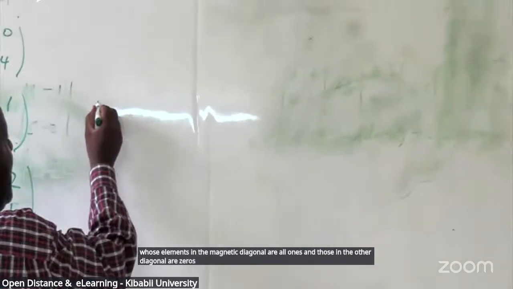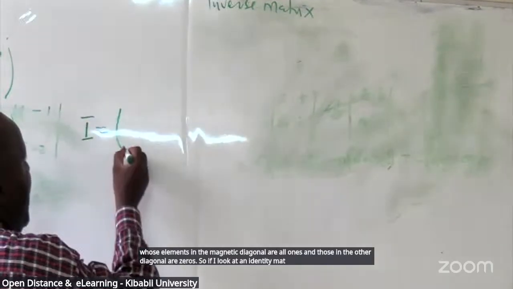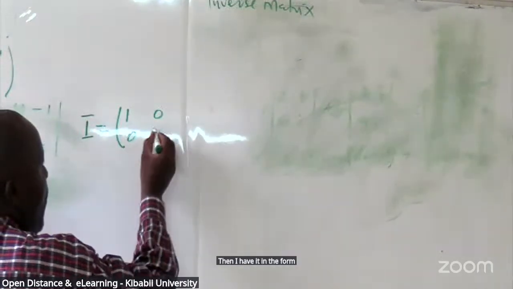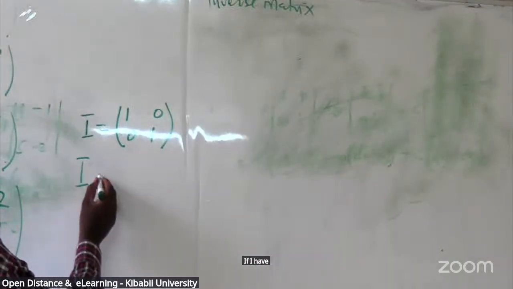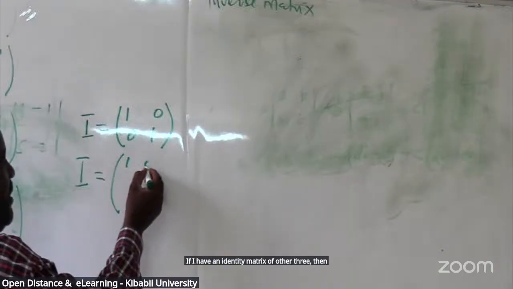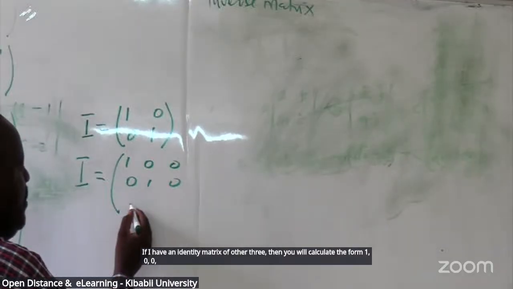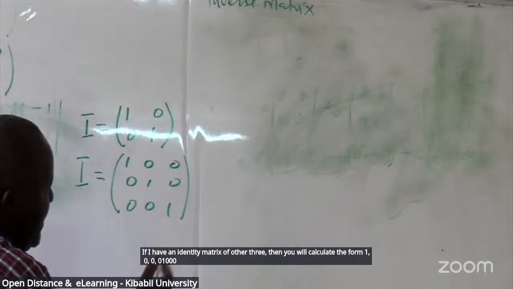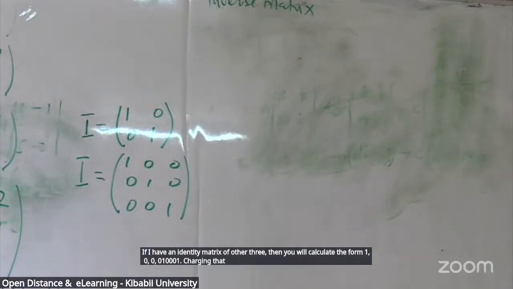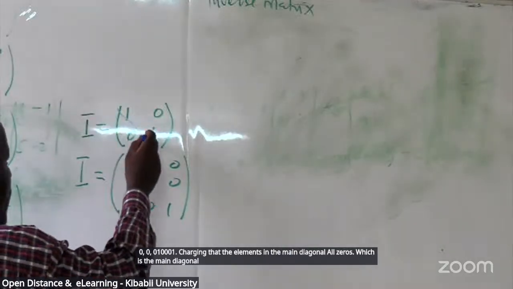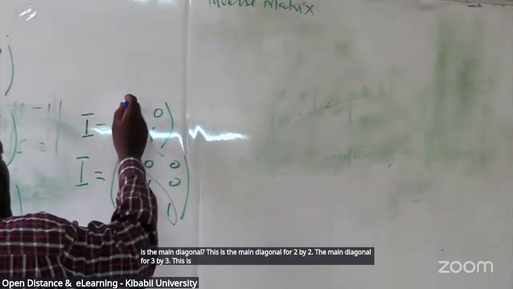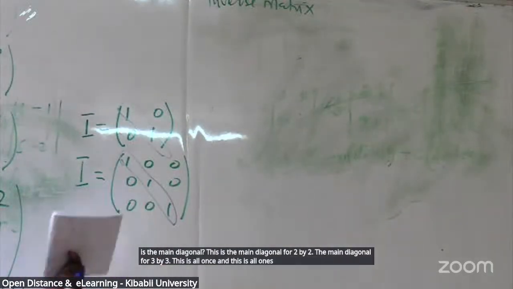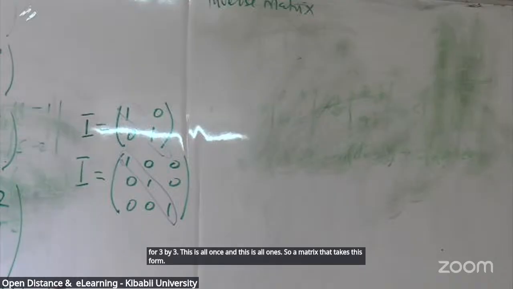So if I look at an identity matrix of order 2, then I have it in the form 1, 0, 0, 1. This is the identity matrix. If I have an identity matrix of order 3, then it takes the form 1, 0, 0, 0, 1, 0, 0, 0, 1. Which is the main diagonal? This is the main diagonal for 2 by 2, the main diagonal for 3 by 3. This is all ones, and this is all ones. So a matrix that takes this form, this is what we refer to as an identity matrix.